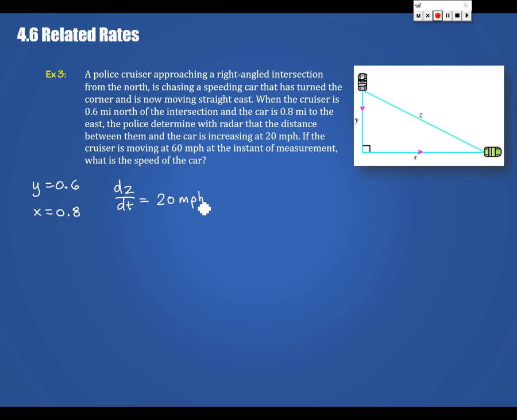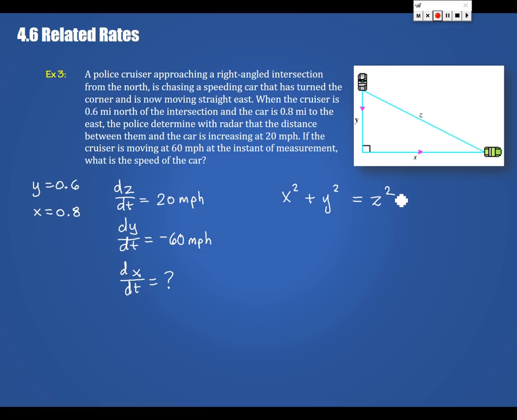The cruiser, the police officer knows his own speed. That's dy/dt. And what are we saying that is equal to? Yeah, negative 60 miles per hour. And the thing we seek is dx/dt, the speed of the car. Of course, that's what we seek. Okay. And then someone already told me that x squared plus y squared equals z squared. Differentiate it with respect to time now.